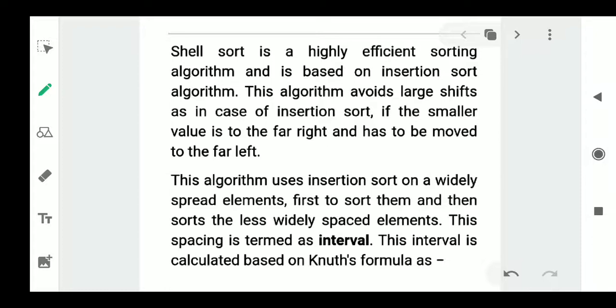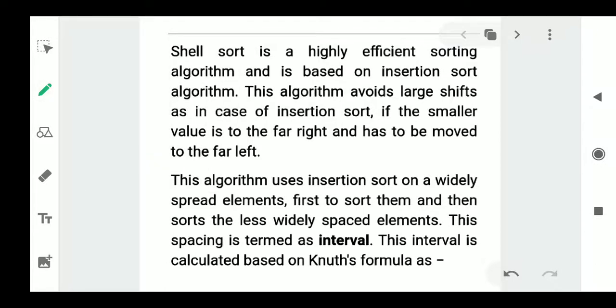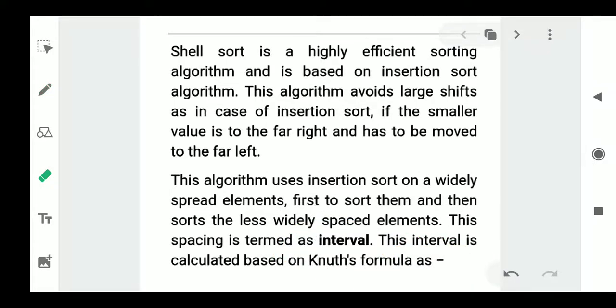The main important point in shell sort is that sorting is based on an interval. What do we mean by interval here? The interval is based on Knuth's formula. We will see what this interval is and how we are going to sort the elements. In the introduction to shell sort, it is based on the insertion sort algorithm only.